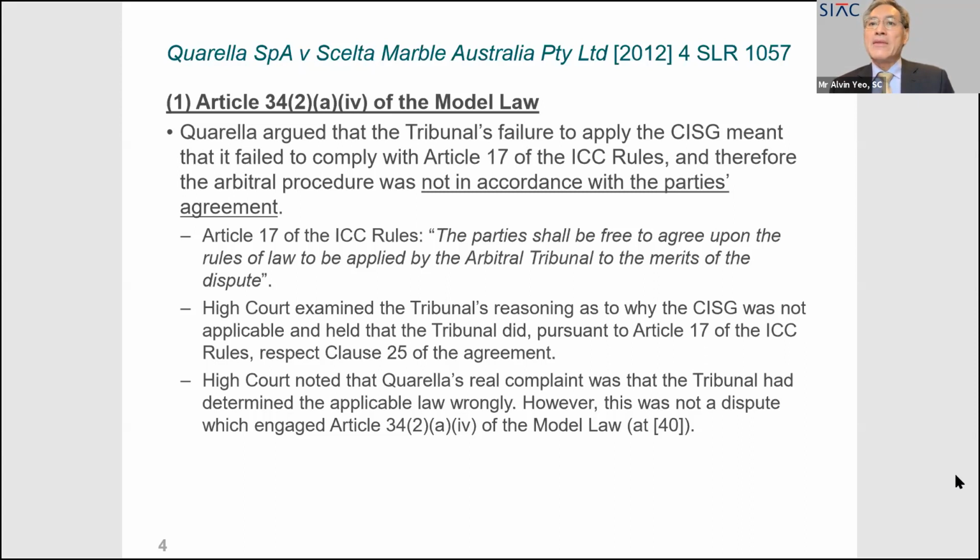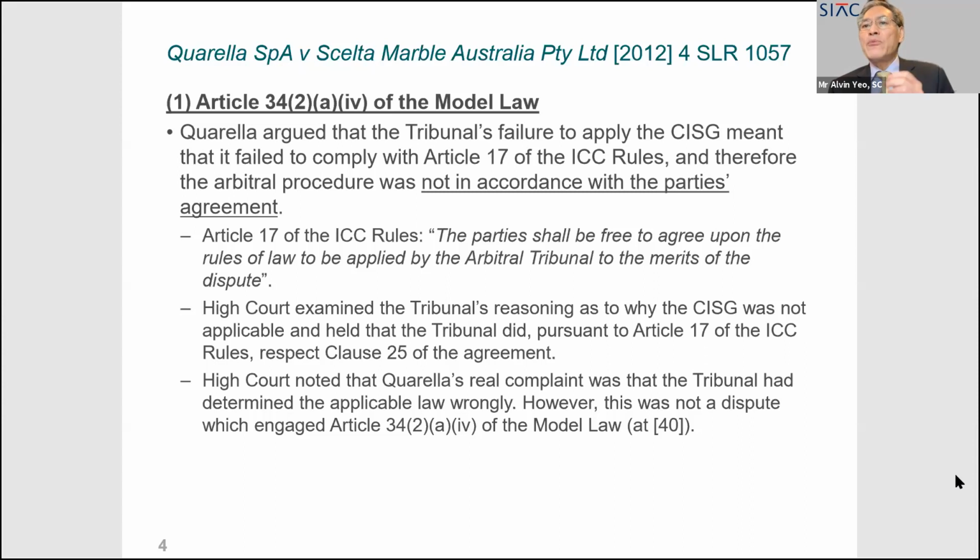And the argument there was, well, the parties have agreed upon it. Look at clause 25, which says the CISG is to be applied. And so the High Court looked at the tribunal's reasoning as to why the CISG was not applicable, and essentially held that the tribunal did, in accordance with Article 17 of the ICC rules, respect the parties' agreement because they construed clause 25 and they tried to apply it.